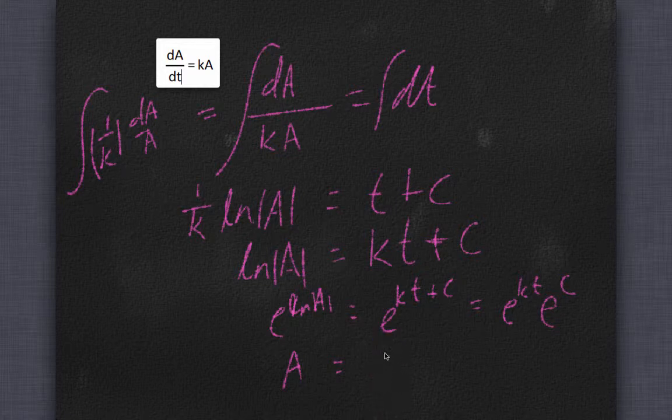I'm going to do a capital K for this e to the c. This honestly still ranges over, this c was ranging over all numbers in the world. If you take e to all numbers in the world, you get all positive numbers in the world. So these are different k's. Let me maybe double bar that one.